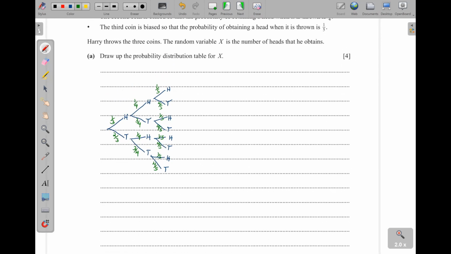Now, to draw up the probability distribution table, remember the random variable represents the number of heads, and the heads can be no head when all of them are tails. We can have 1 head, 2 heads, 3 heads. So the probability of x equal to 0, for no head, I can have only tails, and this is 2/3 times 3/4 times 4/5. What does this give us? This one can cancel, and the 4 can disappear with that. So we can have our answer simplified to 2/5.